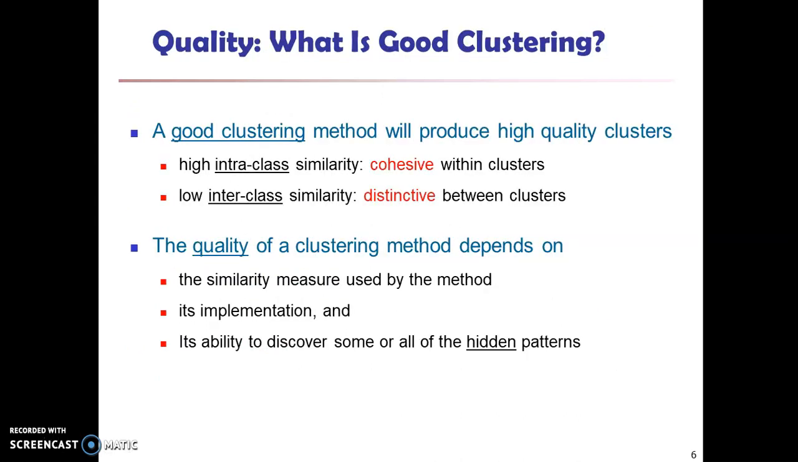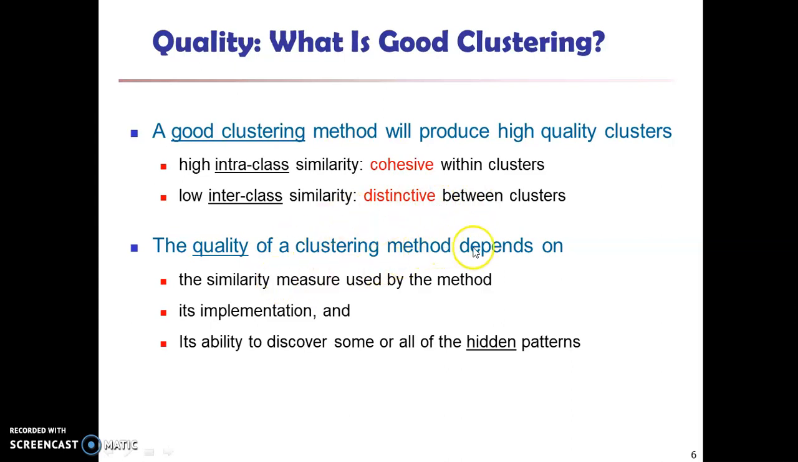And how to evaluate the quality of the cluster. So what is good clustering? A good clustering method will produce high quality clusters. That means high intra-class similarity, which means cohesiveness within the cluster. Within the cluster you have a number of data points, and among those data points you need to have cohesiveness. That must be high. And low inter-class similarity. That means between the clusters you need to have space, that is, distinctiveness.